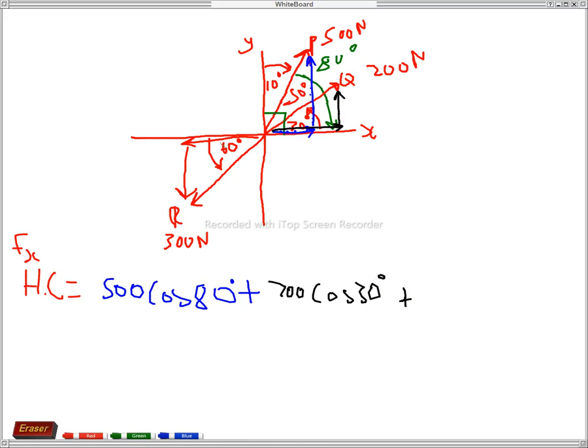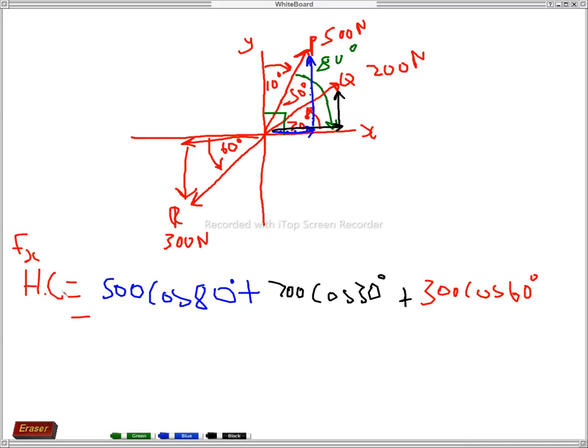Moving forward, let me use a red marker. This is for R, 300 newtons, the cos of 60. So this is the formula for the horizontal component, and therefore I can simply punch my calculator right now. You can also punch your calculator as well to make sure that I don't make mistakes, you know.